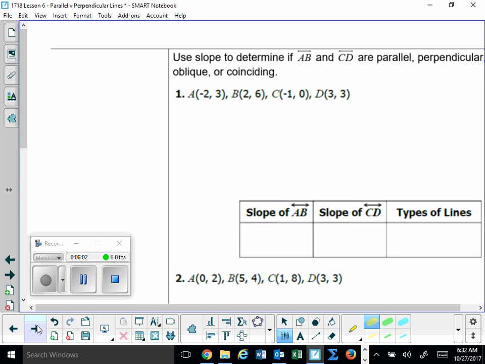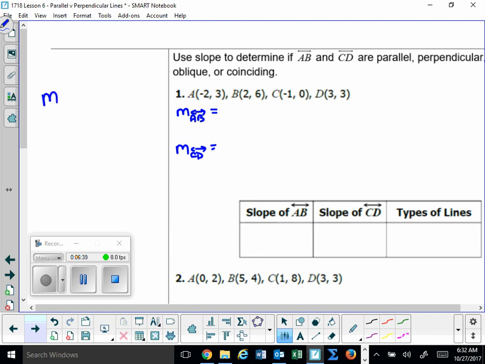So let's try a couple of these. We're going to use slope to determine if these two lines, AB and line CD, are parallel, perpendicular, oblique, or coinciding. All right. Slope of AB and slope of CD. It's really important that you label which line you're talking about. It's important for us to be able to understand in your work what line you're finding the slope for.